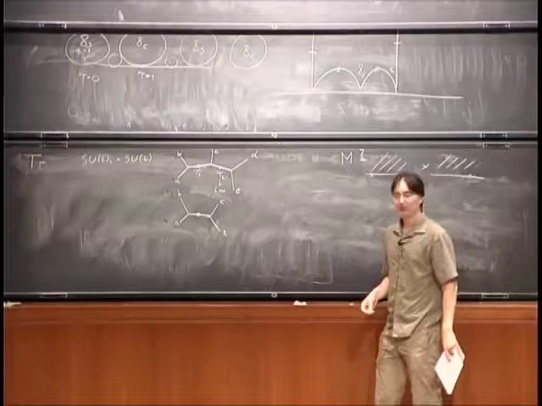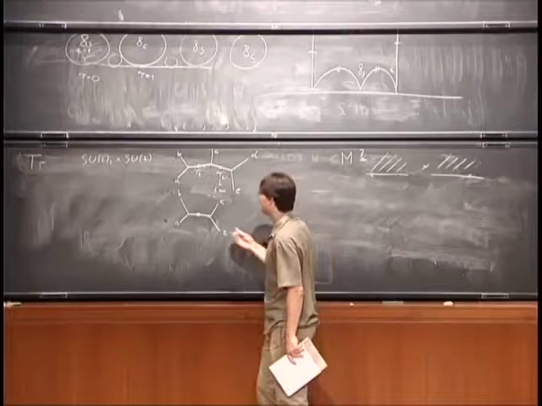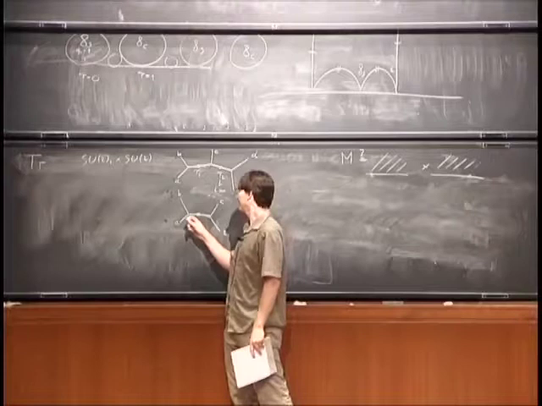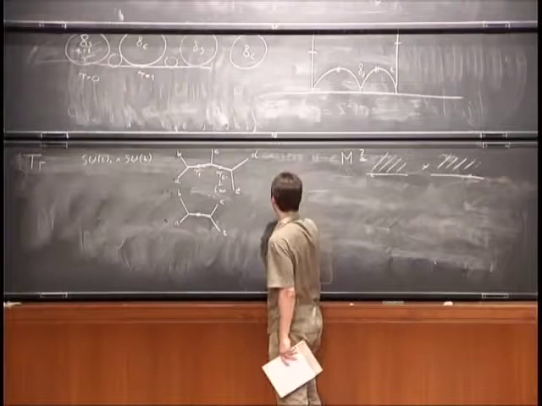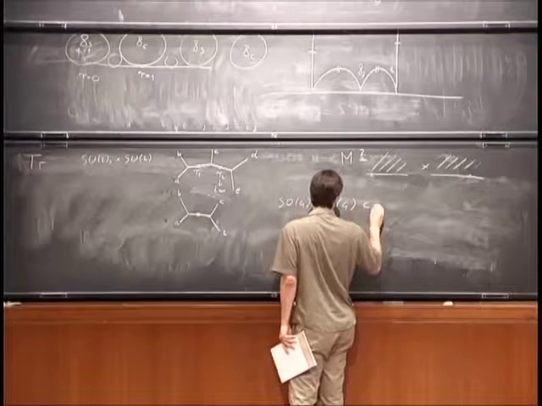Well, what are these four SU2 flavor groups? I started with SO8 that came about because I had four hypermultiplets. But I divided them a bit artificially in 2 plus 2. So I'm naturally considering an SO4 times SO4 inside SO8. Okay?